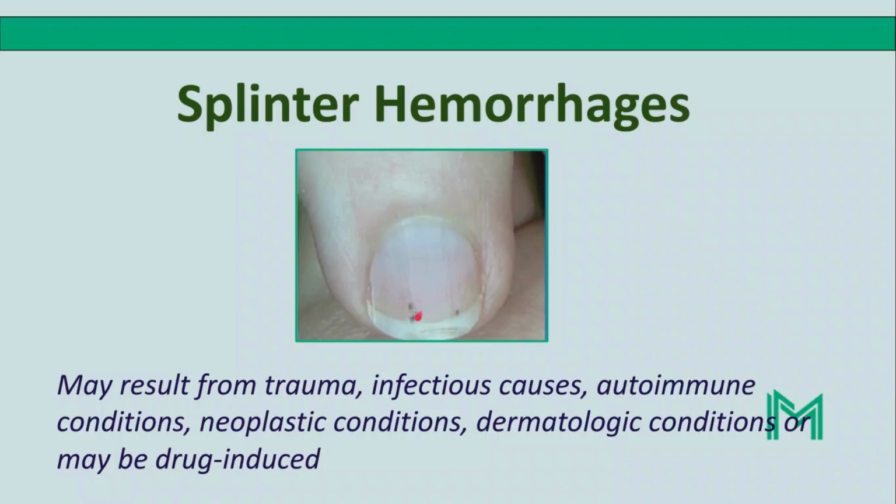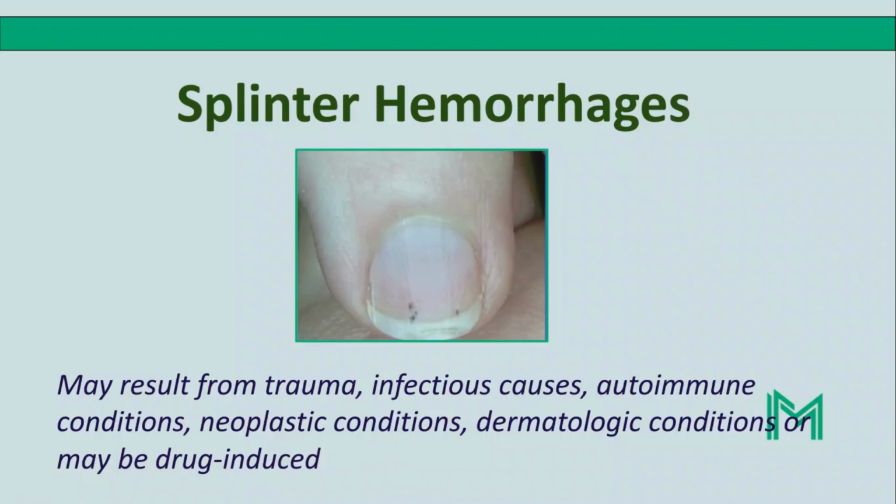How do you get splinter hemorrhages? They can occur from trauma, from infections, for example, infective endocarditis, or infected grafts where you have some septic emboli going to the nail bed and giving you these splinter hemorrhages. You can also have them in autoimmune conditions, vasculitis, etc. You can also have splinter hemorrhages in neoplastic conditions, some dermatologic conditions, and it may also be drug induced. So splinter hemorrhages have a number of causes, including trauma, infectious causes, and autoimmune causes.